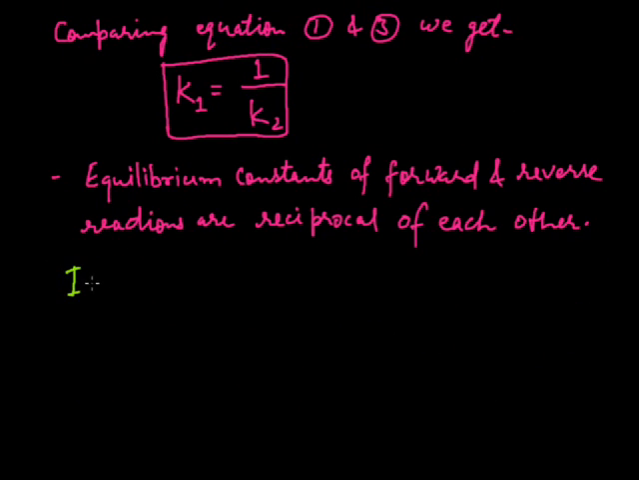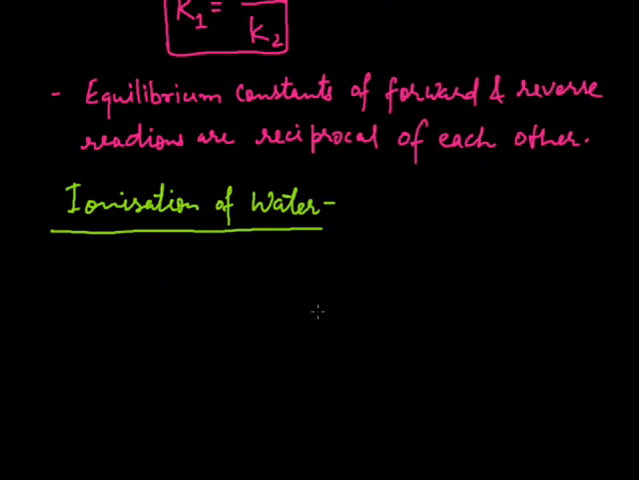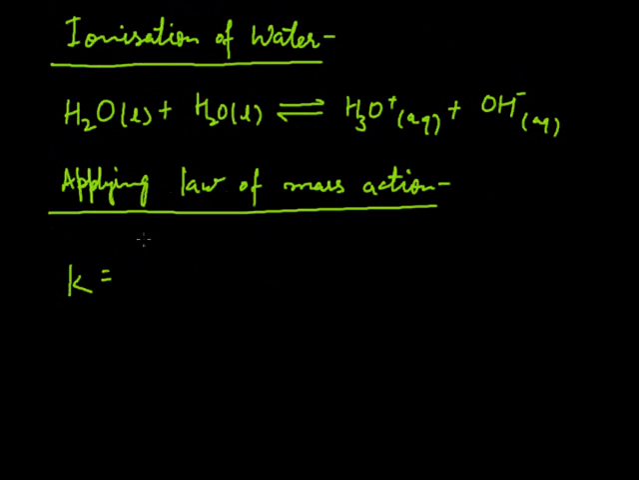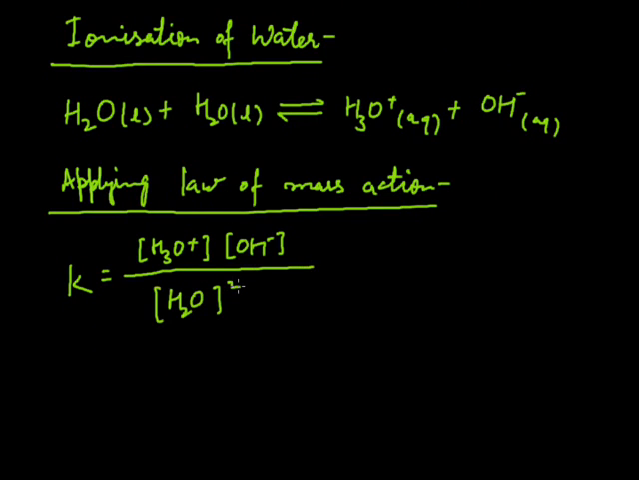Ionization of water. We know that water is a very weak electrolyte and is ionized according to the following equation. By applying the law of mass action on this equation, here water is ionized to a small extent, hence its concentration may be supposed to remain constant.